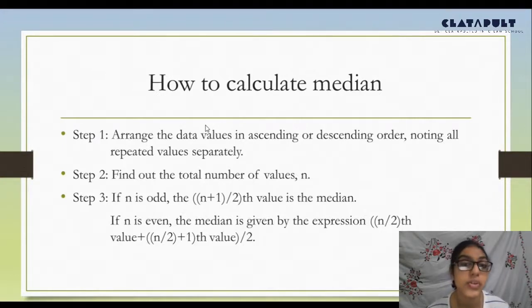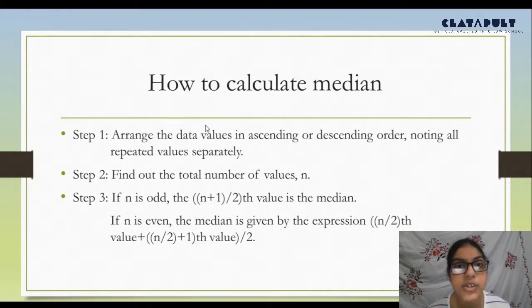We will then find out the total number of values, or n. If n is an odd number, you will essentially have a single middle value. You will have a midpoint to that arrangement, which will be the (n plus 1) by 2th value, which means n, you add that by 1, you divide that by 2. So the number that is the position. Whichever value is in that position in your data arrangement will be your median.